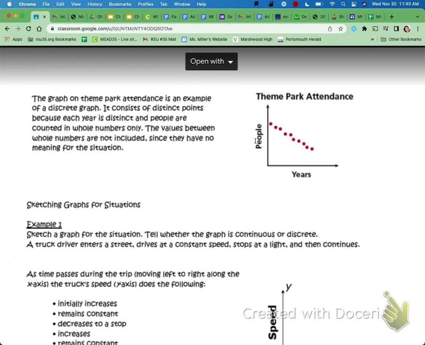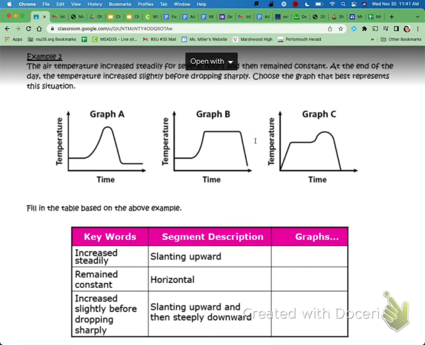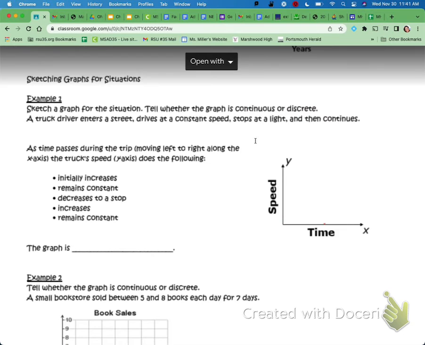So if I had to come up with a story about this graph, what would you say? What's happening to attendance of the theme park as the years are going on? It's decreasing, right? We're getting less people coming to the amusement park as the years go. This is an example of what a discrete graph would look like. These are examples of continuous graphs because they're continuous. I'm not picking up my pencil tip as I graph it, okay?